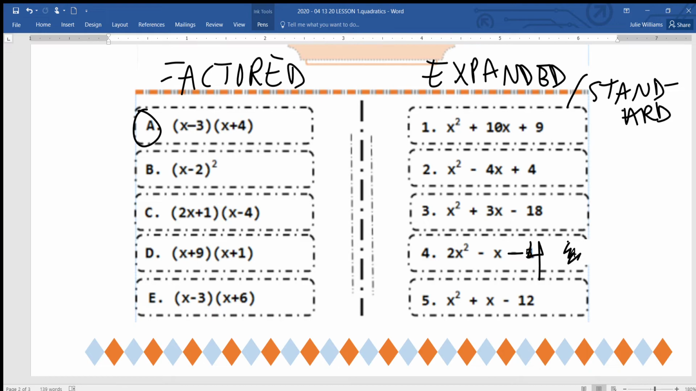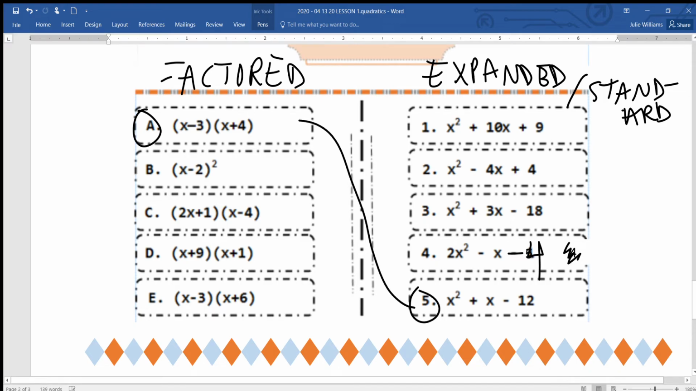Okay, in years past, I'll tell you what some students have noticed. And since I don't have you here with me, I'll tell you what they noticed. They said that 5 and A go together. And they said that because the C term is negative 12, and they knew that it was going to be negative 3 times positive 4 that gave them that answer. So they knew that A went with 5, and it was the only negative 12 C term over here.